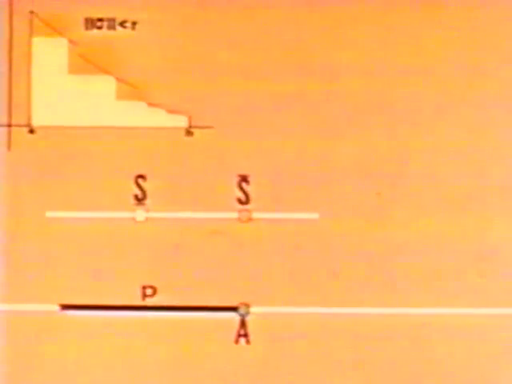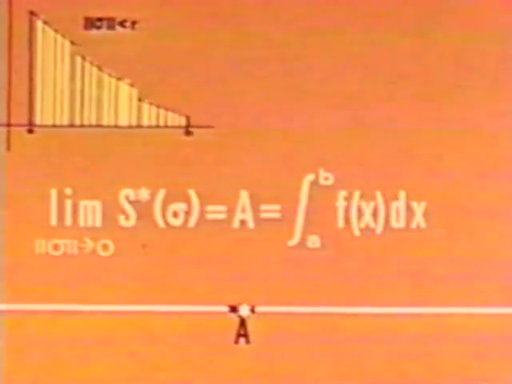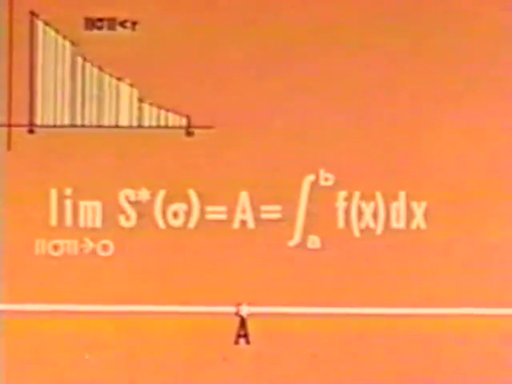Then it follows that the area A exists, and the inner and outer areas are less than p units away from A. Since any star sum is between the inner and outer areas, the set of all star sums is contained in the p neighborhood of A. And since for every p an r can be found, we see that the limit of the star sums as the norm goes to 0 exists and is equal to the area.